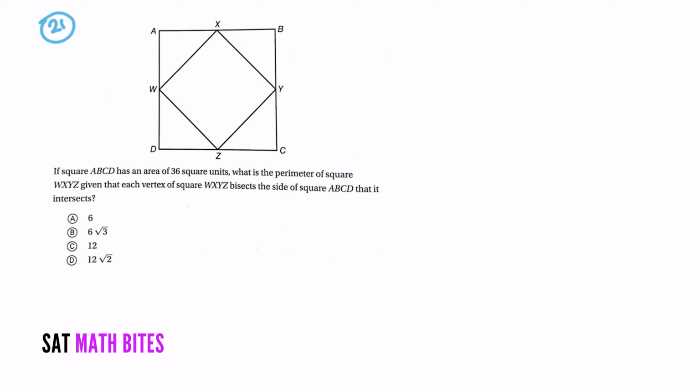In problem number 21, we know that this square ABCD has an area of 36 square units. So that means that each side would be 6 units long because 6 times 6 is 36. We also know that the vertex of the square, WXYZ, the one inside, bisects the square of ABCD. That means that each side here is 3 because it cuts it in half. And what we want to do is find the perimeter of square WXYZ.